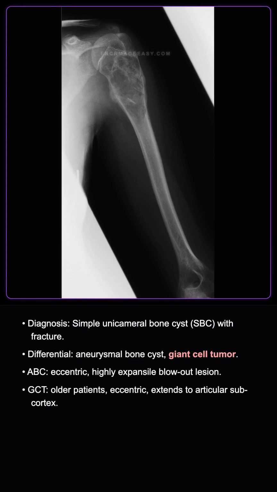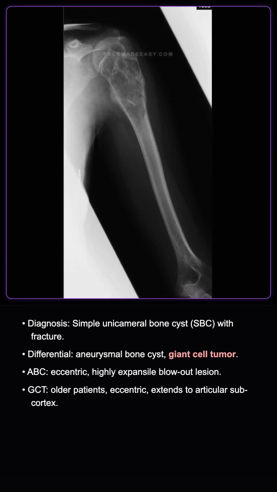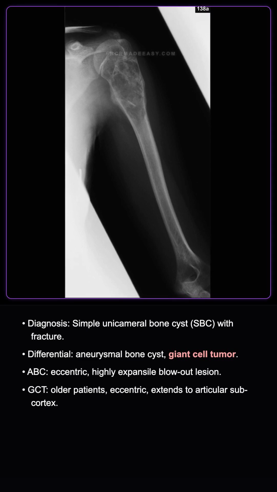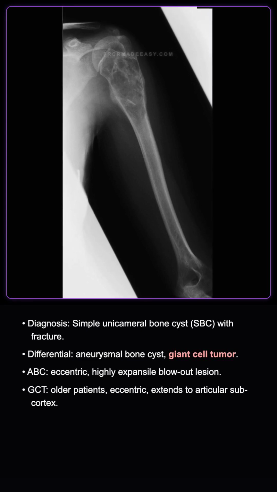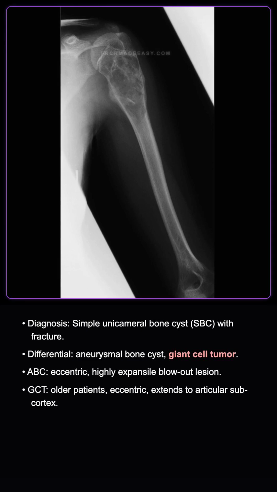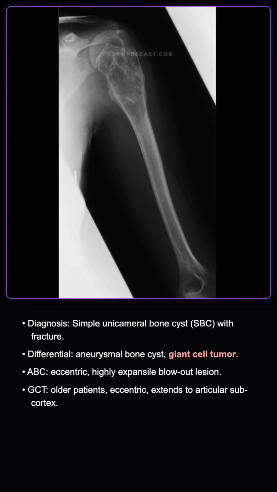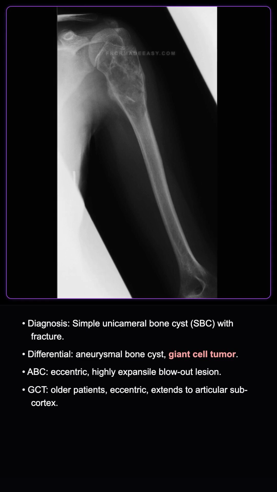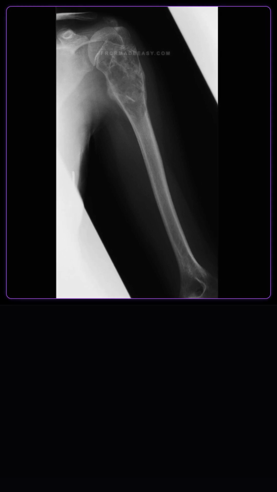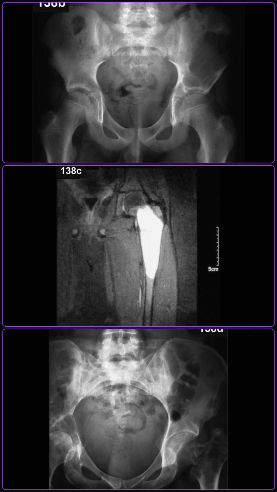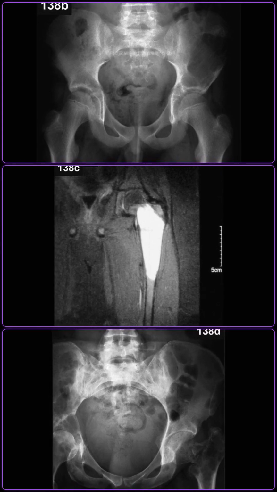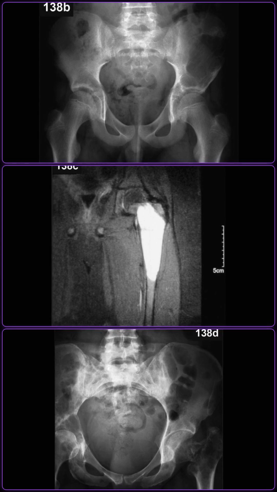An aneurysmal bone cyst typically presents as an eccentric, highly expansile blowout lesion rather than the central mild expansion seen here. A giant cell tumor occurs in older patients after growth plate fusion, is eccentric, and extends directly to the subarticular articular margin. I'm showing you 3 comparison images: a pediatric pelvis radiograph, a femur MRI, and an elderly pelvis radiograph.